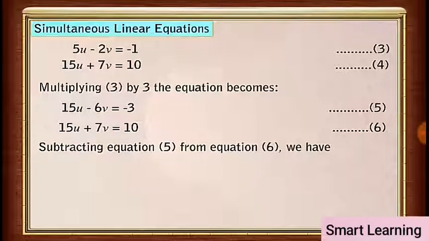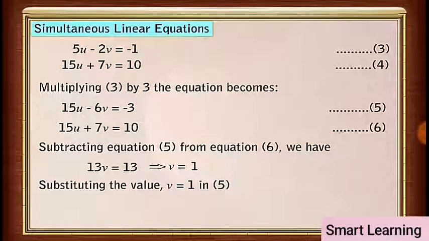Subtracting equation 5 from equation 6, we get 15u and 15u get cancelled. 7v plus 6v is 13v is equal to 10 plus 3 equal to 13. Dividing both sides by 13, we get v is equal to 1.